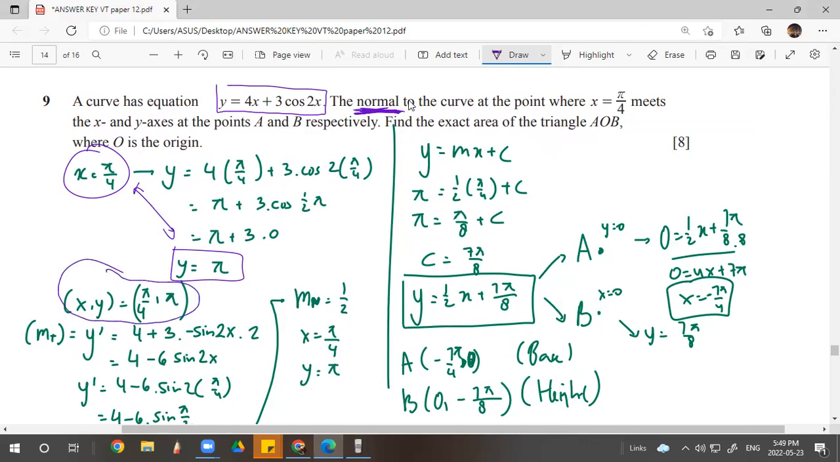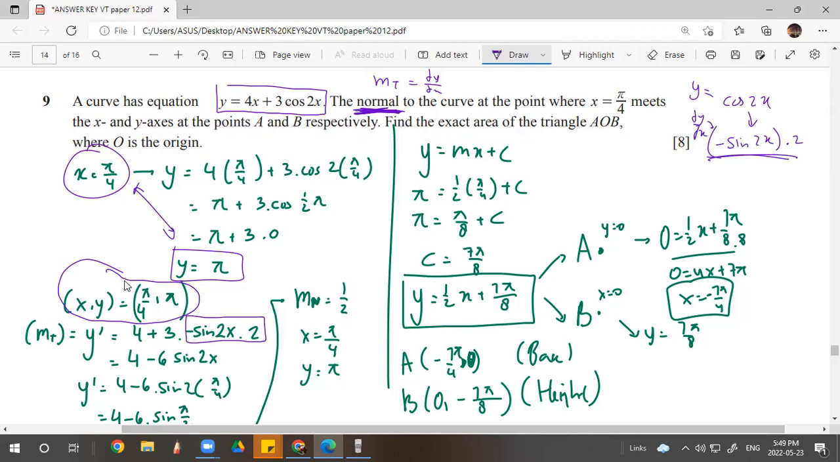If you want to find the normal, you need to find the tangent line by deriving dy by dx, right? So y is 4x plus 3 cos 2x. Pay attention, cos 2x, I derive this. Cos becomes negative sine, and then do the chain rule, times by the inside. So there you go.